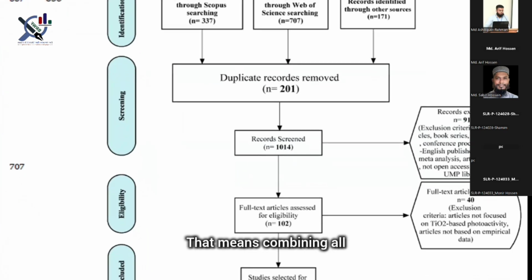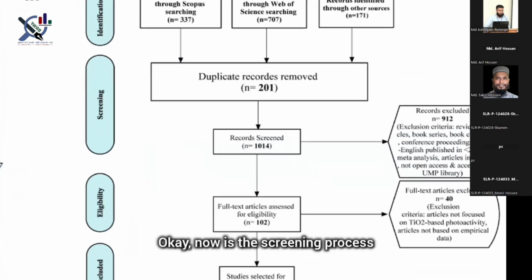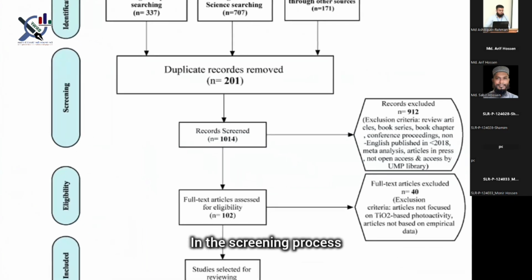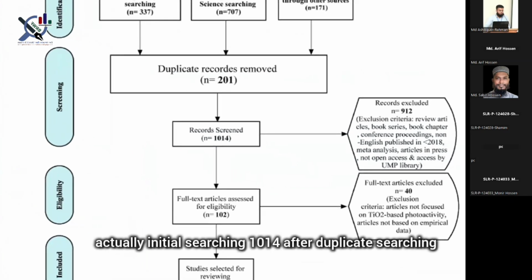That means combining all, the overall duplicate is 201. That means I have to exclude those duplicate results. Okay, now in the screening process, the total number of articles from the initial search was 1014 before duplicate removal.